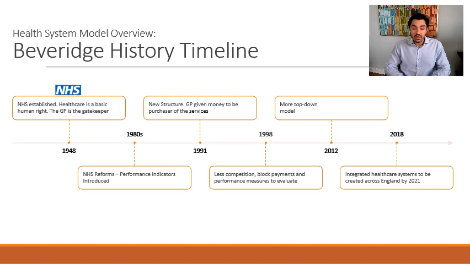In 1991, a new structure was formed where doctors, the general practitioners, were the fund holders, and health authorities or trusts were given budgets to buy health care from providers such as hospitals and other health organizations. Any leftover profit was used for the benefit of patients and to improve care for the population. The budget was essentially decentralized at a more local level.